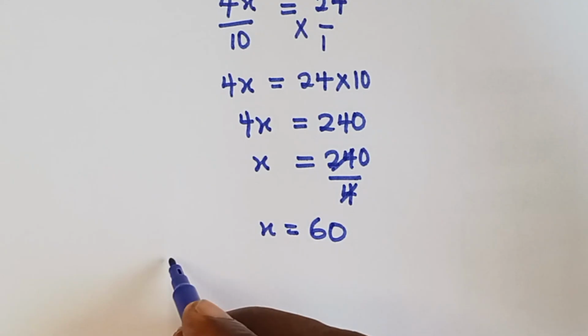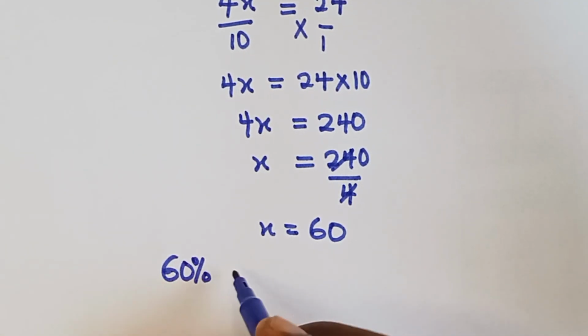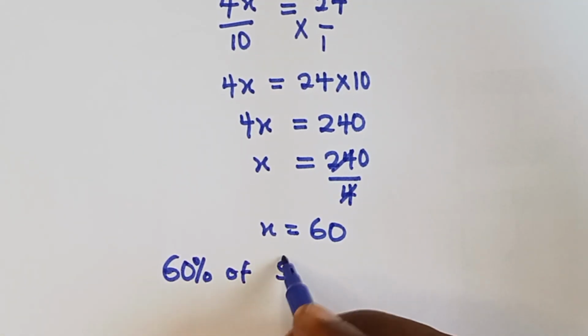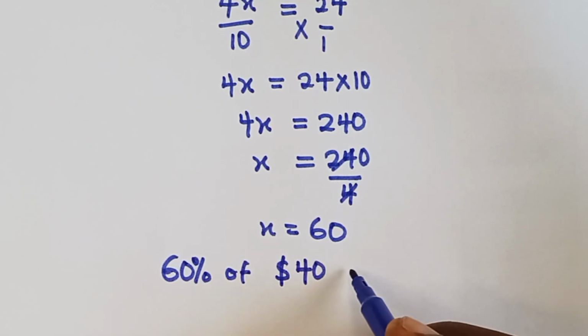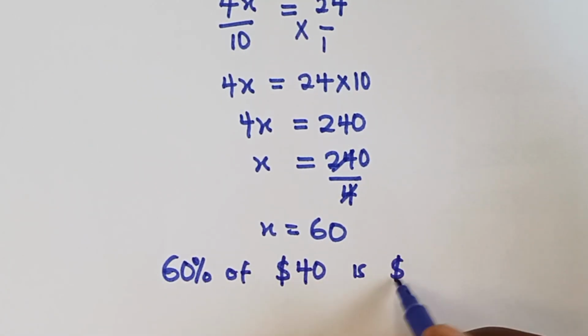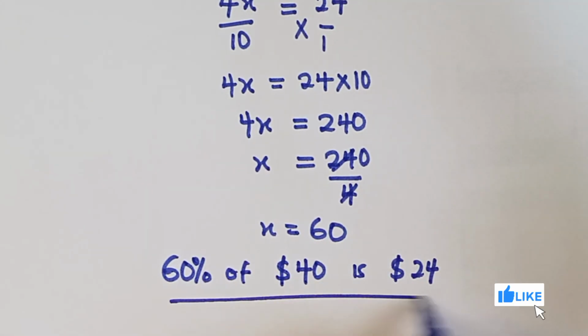That means that 60% of $40 is $24. Right, this is the easiest way to do that.